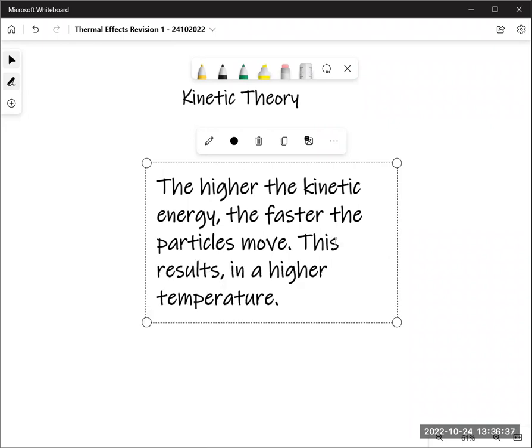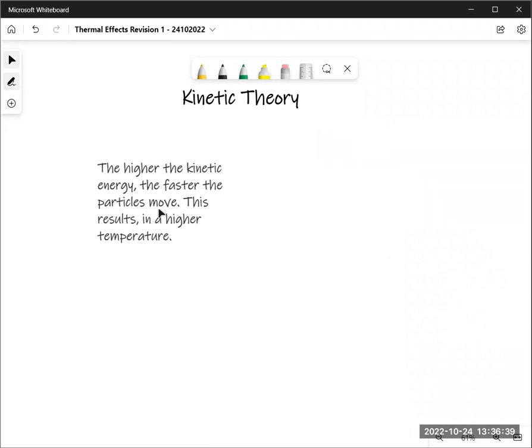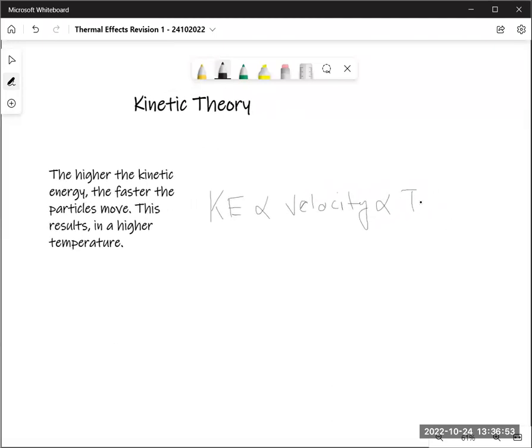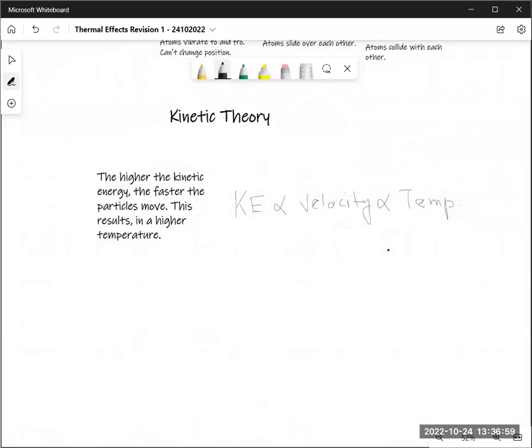So we can easily establish an equation from this. What we can establish is that KE is directly proportional to speed because we know K is half mv squared. And lastly, K is directly proportional to velocity, and velocity is directly proportional to the temperature. So if you increase kinetic energy, the temperature increases. But how can I use this theory to derive more conclusions from this?